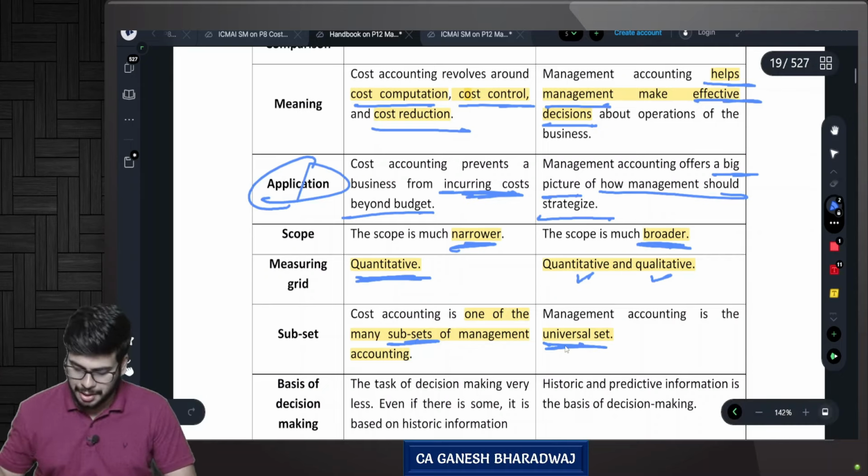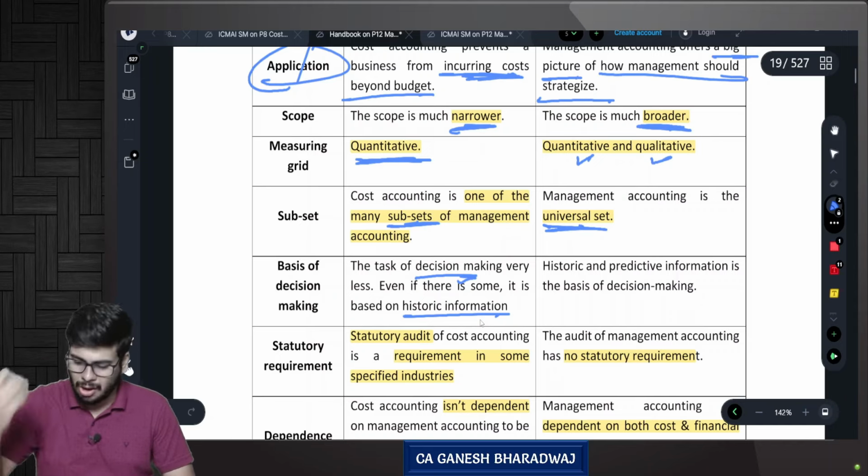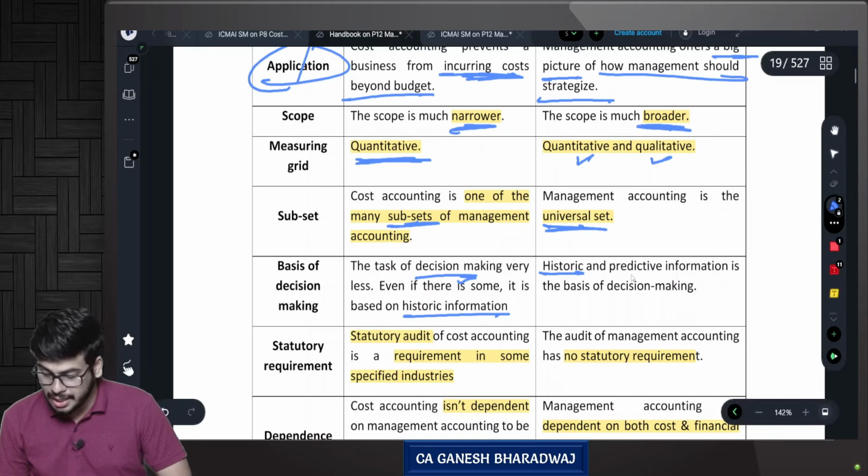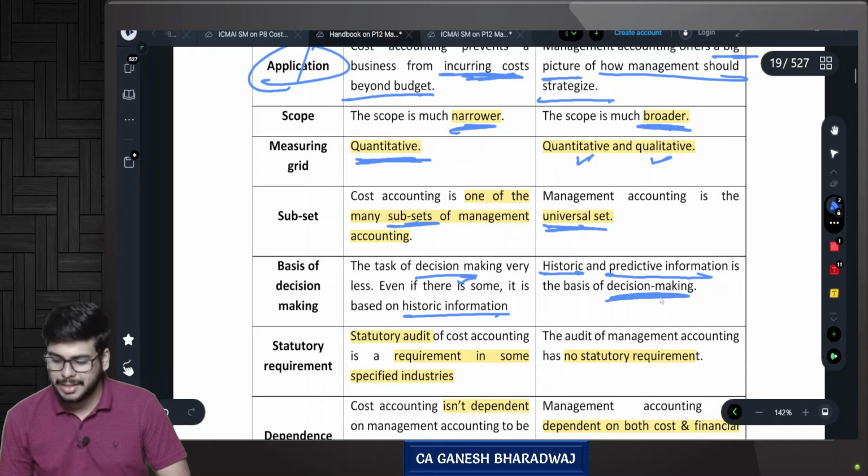Fine. Basis of decision making. The task of decision making in cost accounting is very little. Even if there is some, it is based on historical information. Whereas this subject is all about decision making. Historic and predictive information is the basis of decision making.